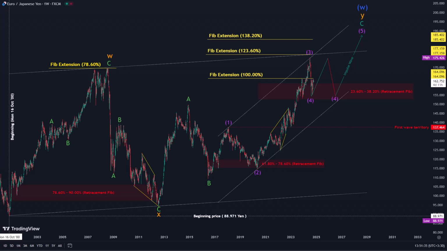Furthermore, the extension of wave C targets the previously established levels, which suggests the potential completion of wave Y, accompanied by 3 larger waves indicative of a bear market for wave X. Nonetheless, it is my assessment that wave C retains the capacity for additional upward movement to finalize the impulse pattern prior to encountering a market decline.